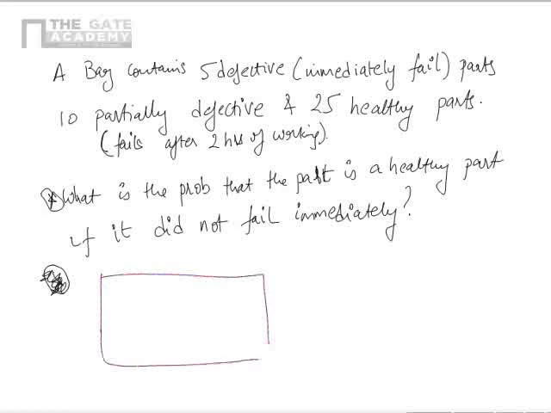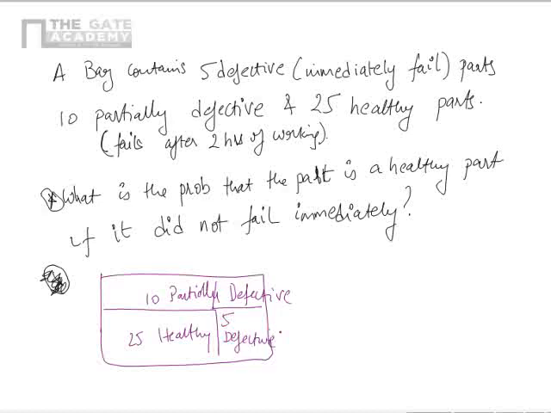See, so what is asked is, you have totally so many parts, out of which 25 are healthy, 10 are partially defective, 5 are defective. Totally there are 40 parts in total. Clear? So what he is saying is a bag contains 5 defective parts which will immediately fail.